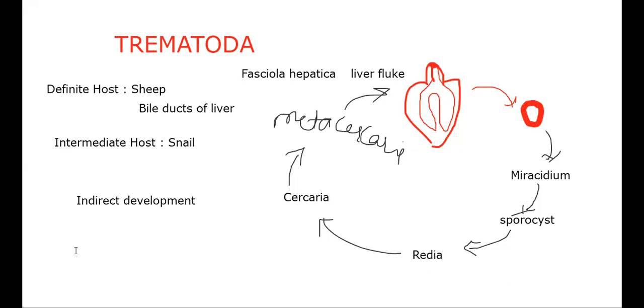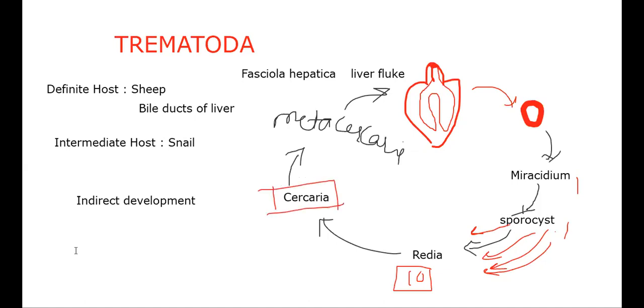One egg develops into one larval form, that means one miracidium. One miracidium will develop into one sporocyst. Here onward the story begins. One sporocyst develops into a minimum of 10 to 14, but I'm taking 10 rediae. Each redia then develops into a minimum of 10 cercariae.